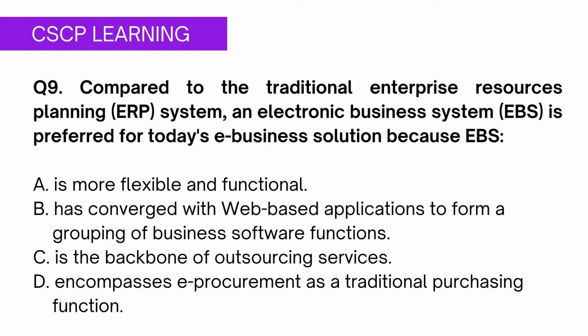Option D encompasses e-procurement as a traditional purchasing function. Again, there is nowhere mentioned in the definition of EBS that it specifically encompasses e-procurement as a traditional purchasing function. It can be used for e-procurement, but it is not the only task which EBS performs. Therefore, this is not the correct answer. Option B is the correct answer for this question.